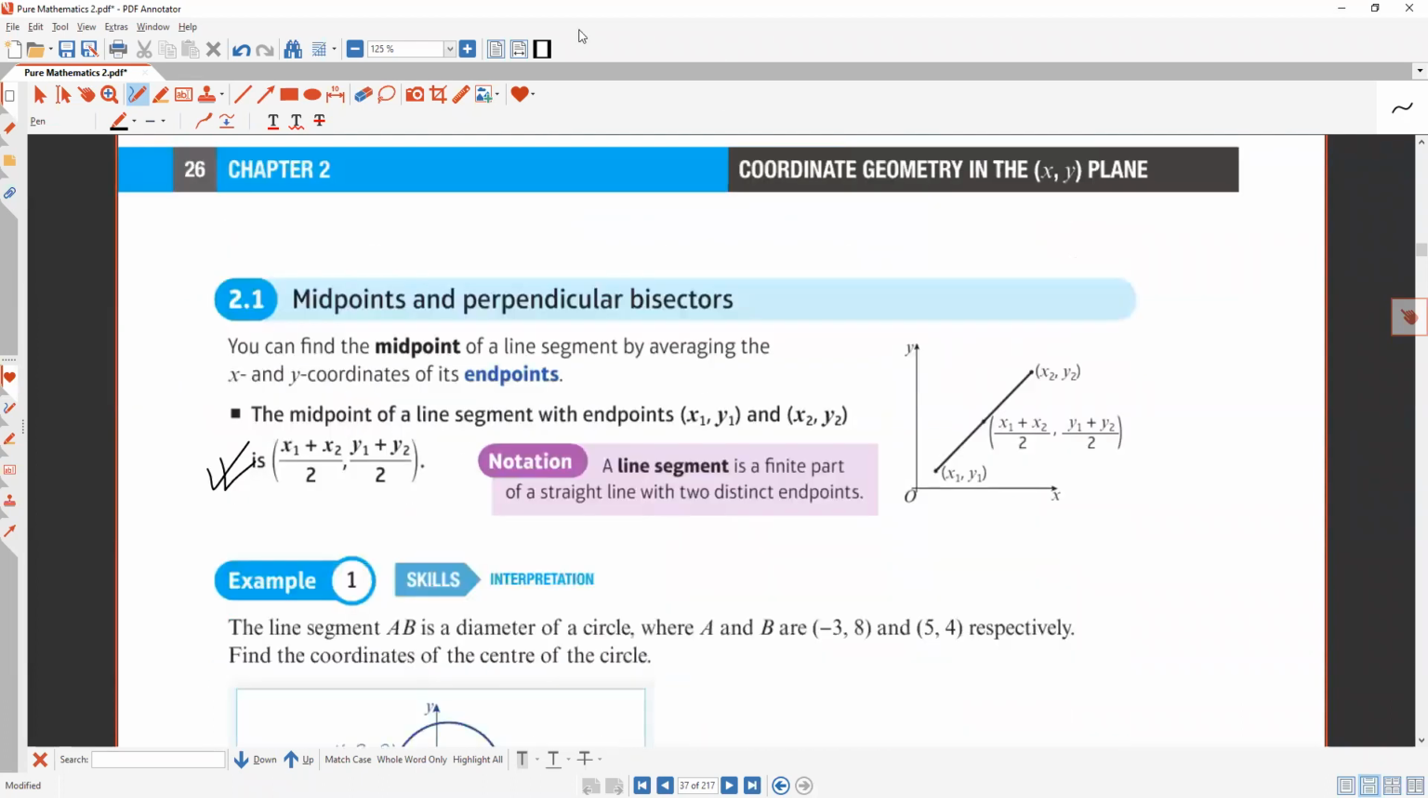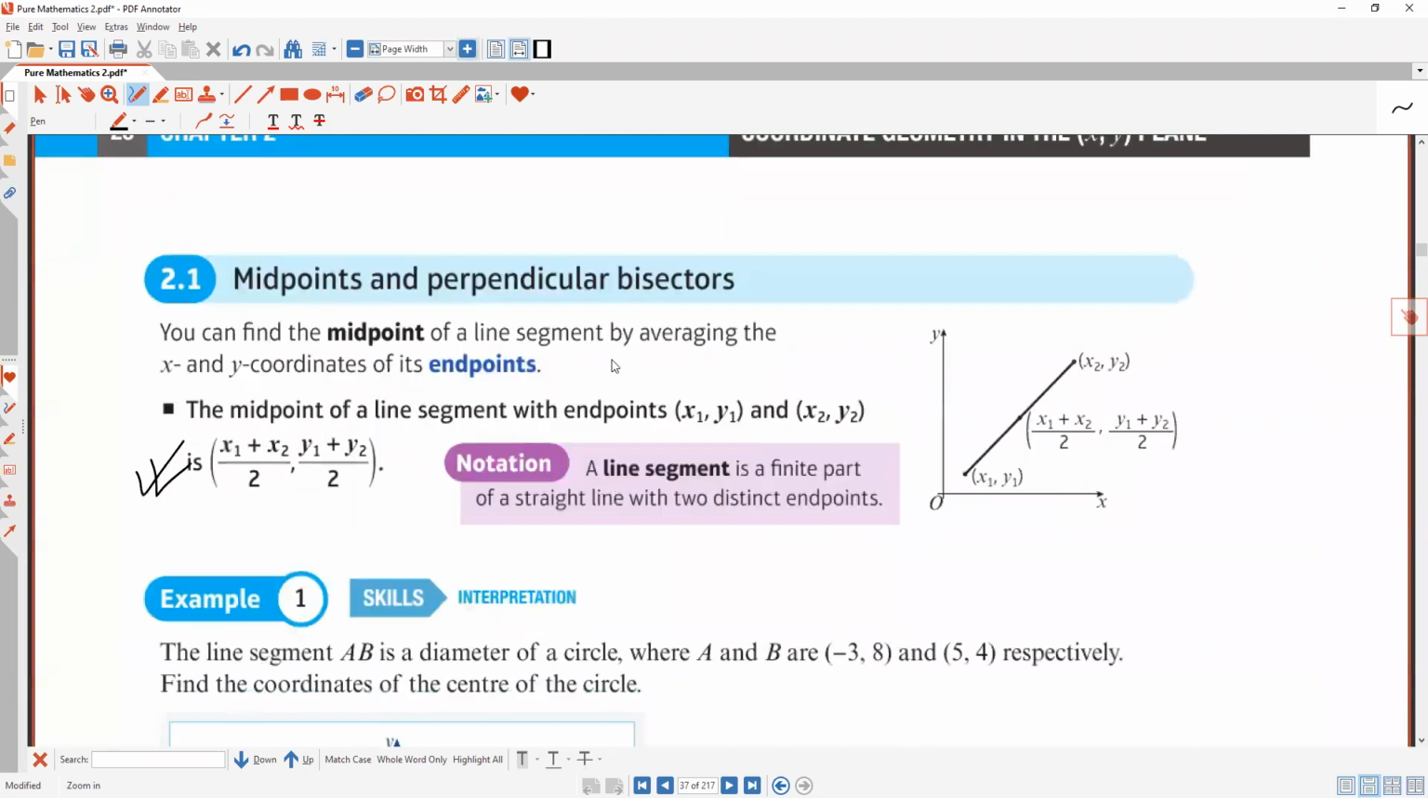Let's start doing this one now. So they give you a diameter. Line segment AB is a diameter of a circle where A and B are (-3, 8) and (5, 4) respectively. Find the coordinates of the center of the circle.